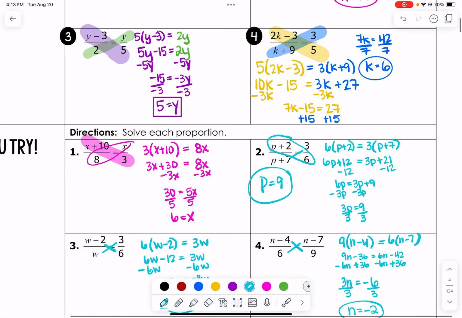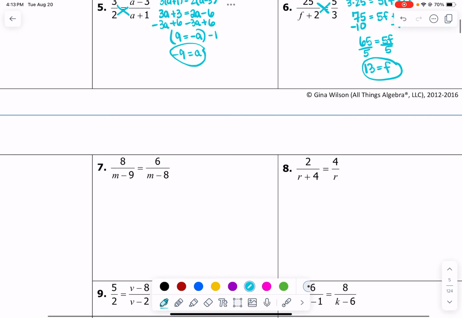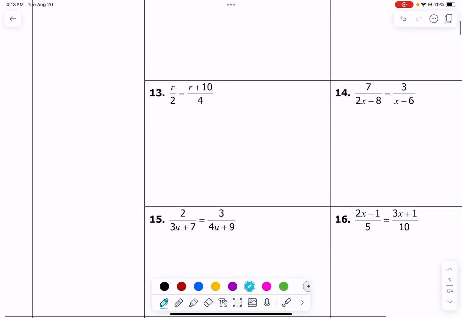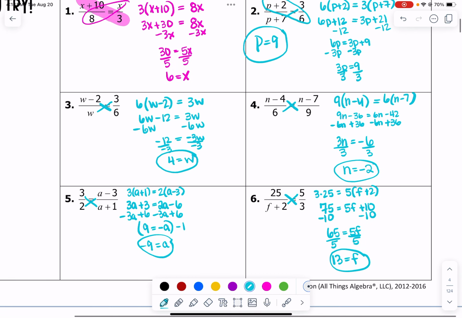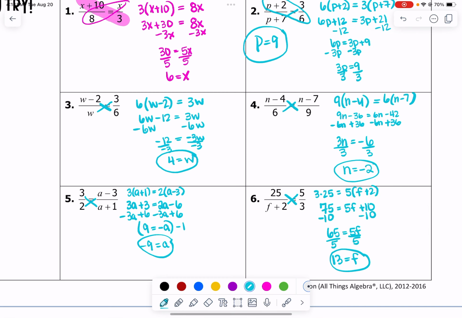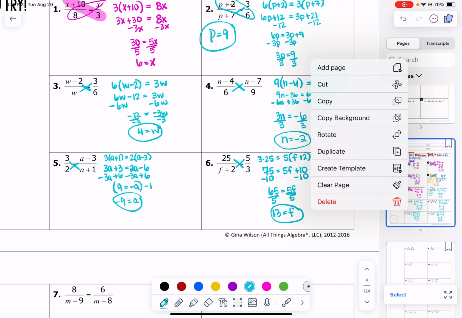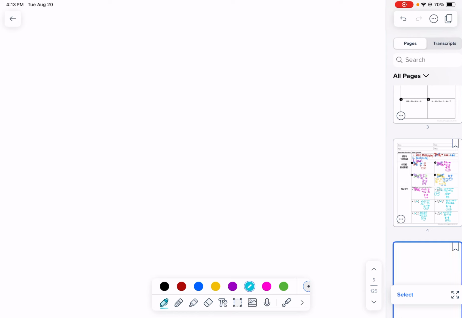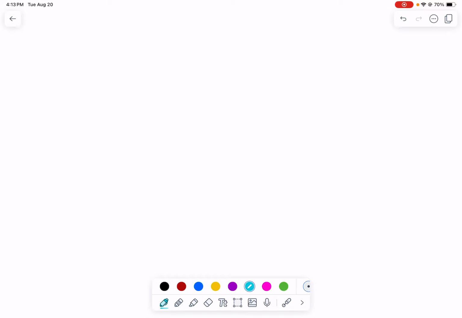Now, we did also start a review for our quiz tomorrow. So what I'm going to do is I'm going to add a quick page here. And on this page, I'm going to actually say the answers to all of the questions on our review. I am not going to go through how to do them. If you have questions about that, please ask tomorrow. I'm just going to give the answers so that you can check your work.